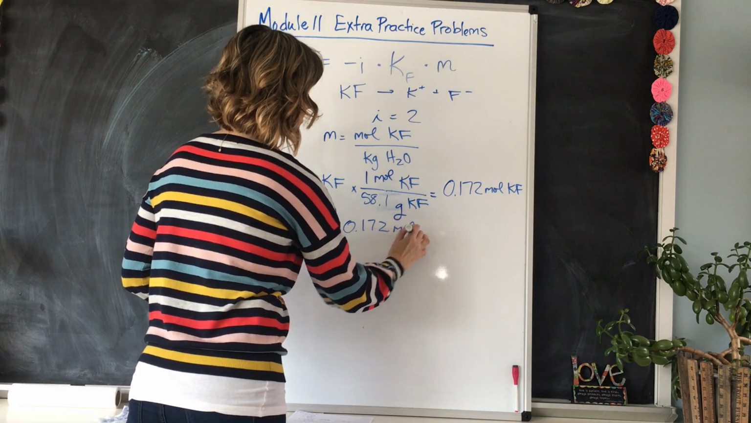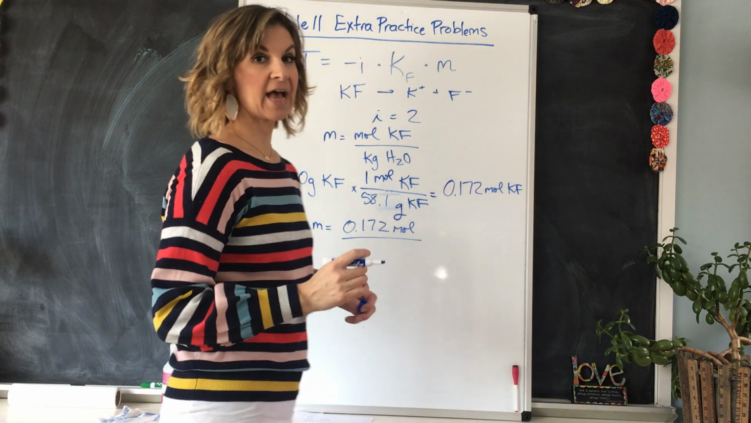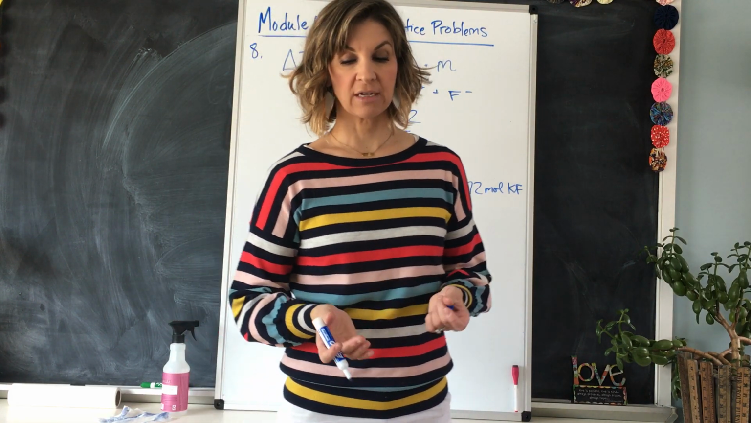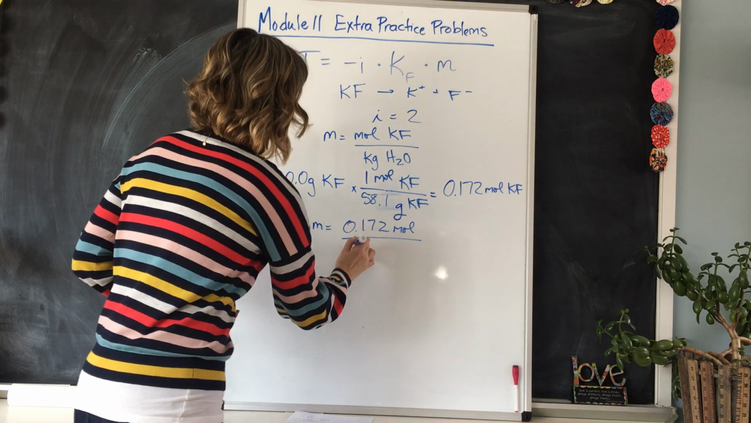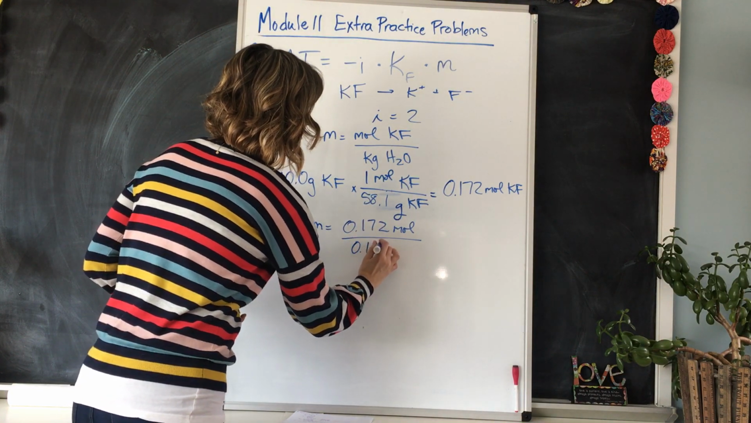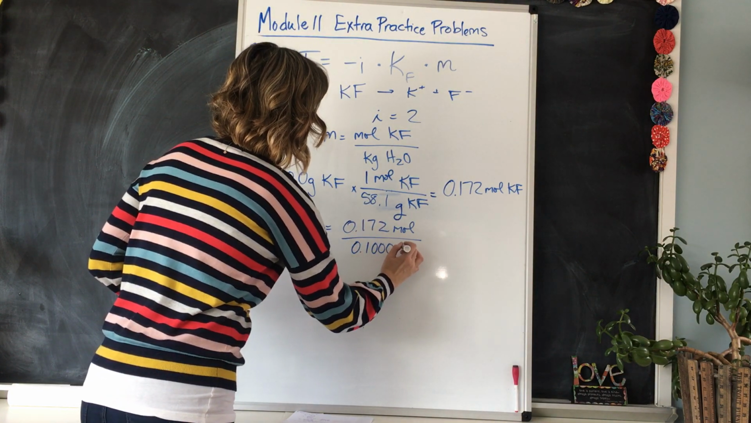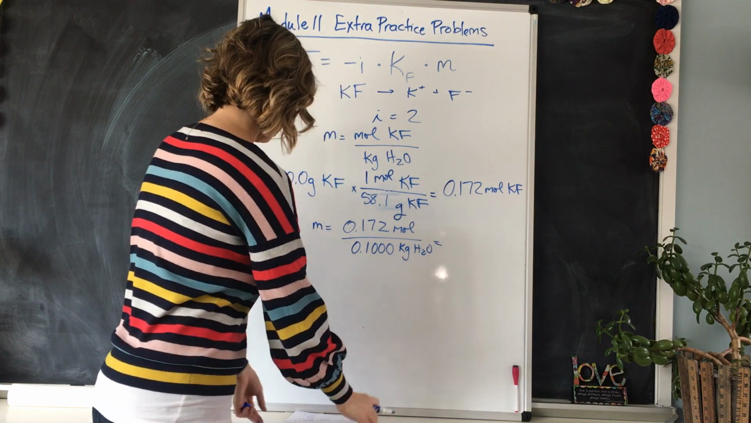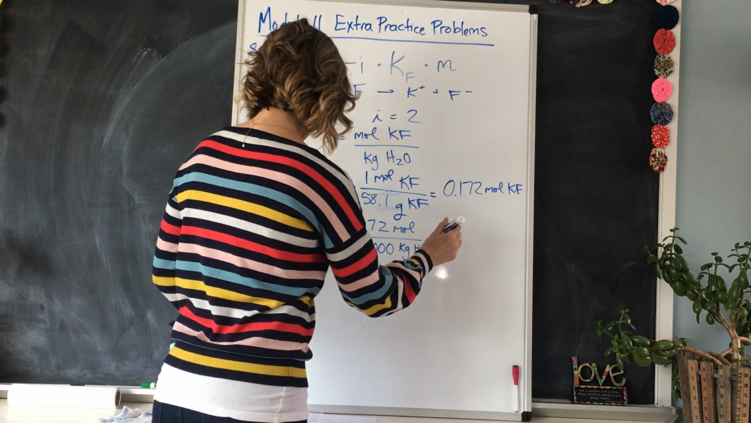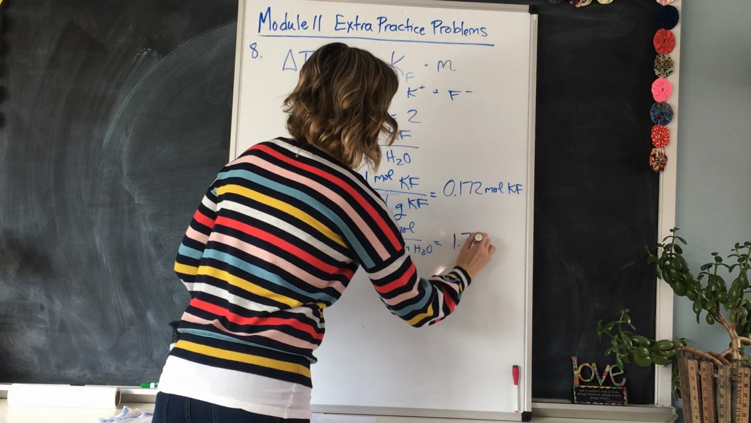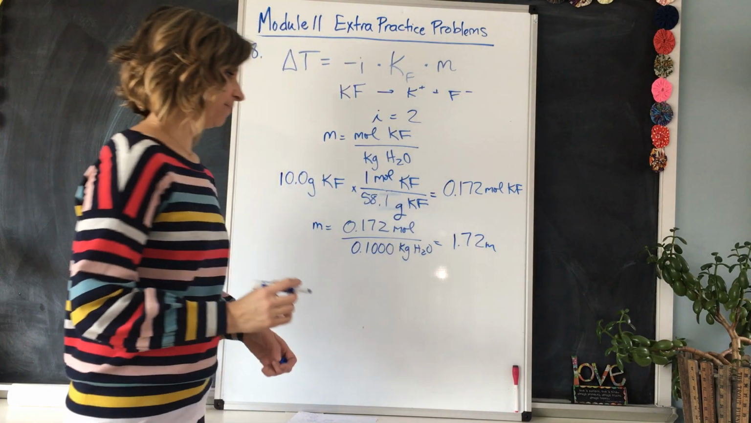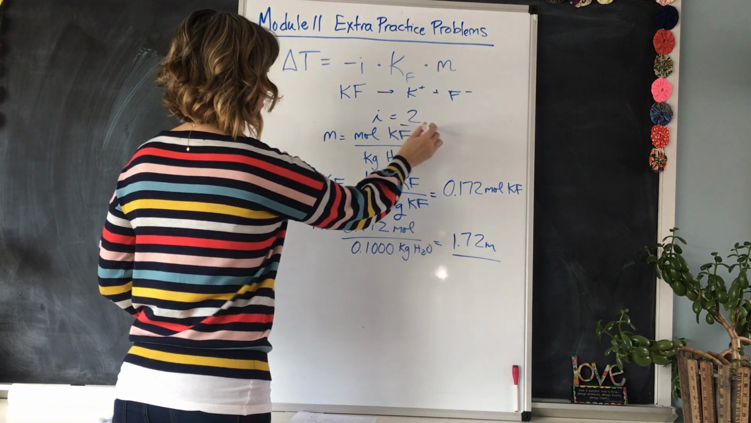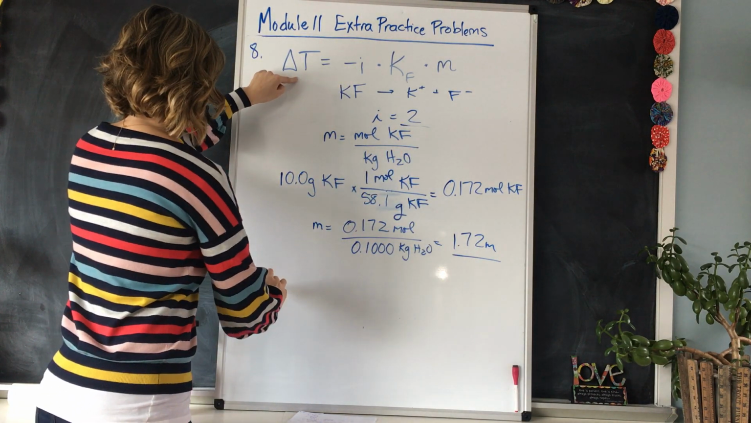So now I can figure out what the molality would be. 0.172 moles of KF divided by how many kilograms of water in the problem? 100 grams equals 0.1000 kilograms of H2O. So that would equal 1.72 molality.